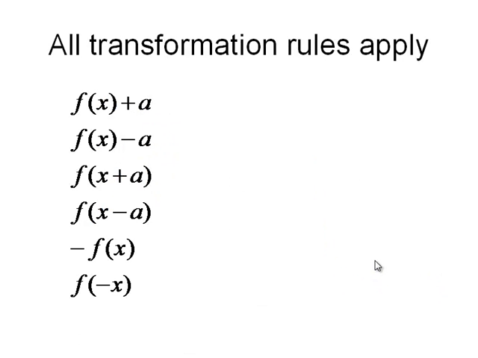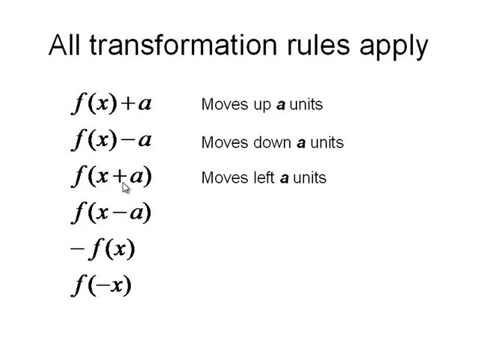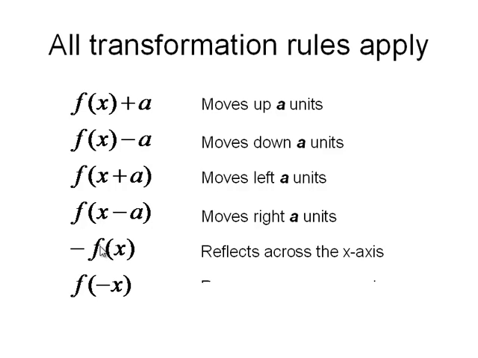Okay, all the transformations that we've done previously still apply. If you add a number, it moves up. If you subtract, it moves down. If you add a number next to x in parentheses, it moves left, because it's the opposite of what you'd expect. You think plus is right, but plus is left. Minus, you think is left, but it really is right. A minus in front of your function is a negative, and it changes your functional value, your y value, which means a reflection across the x-axis. And if you put a negative x, you're changing the x value, so you're flipping across the y-axis. So that's all your transformations.